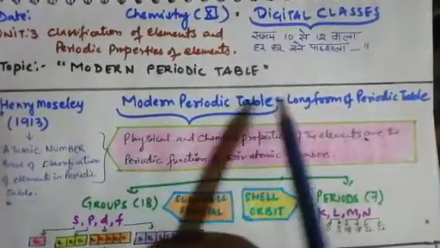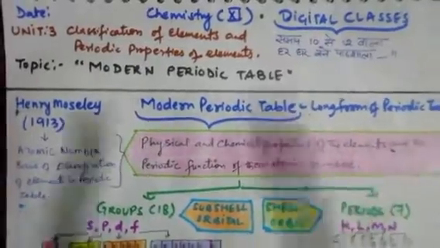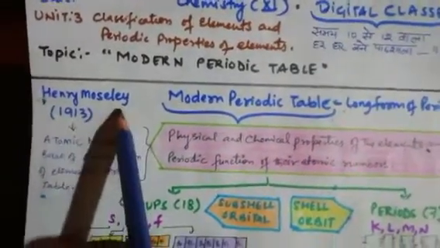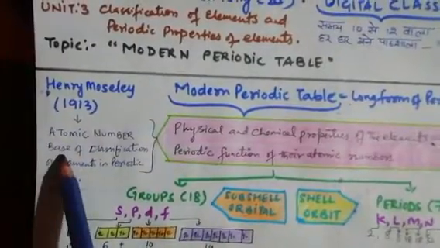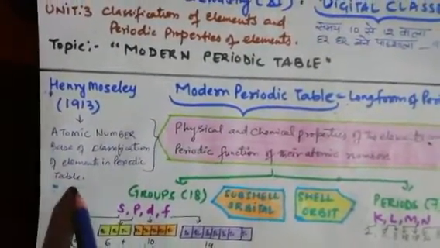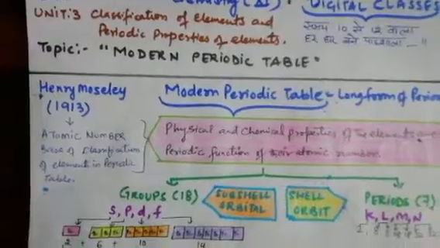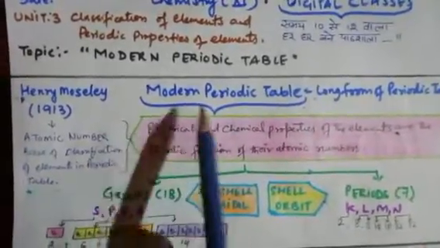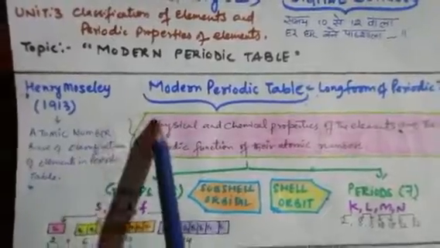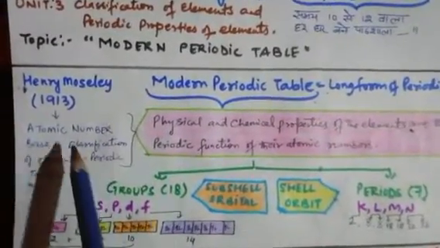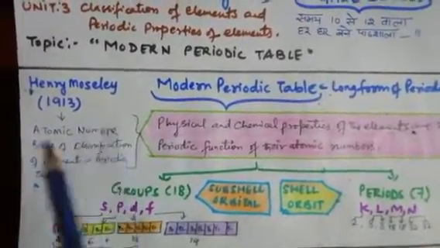The modern periodic table is also known as the long form of the periodic table. It was given by Henry Moseley in 1913. According to him, atomic number should be the basis of classification of elements in the periodic table rather than atomic mass. All the periodic tables before this, that is Dobereiner, Newlands, Mendeleev, were based on atomic mass. That's why there were some limitations.